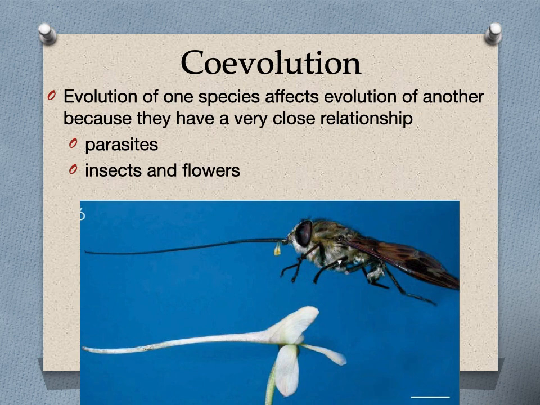Parasites are also other great examples. They are so intertwined with their hosts that if you take their host away, the parasite goes away. And we did the insects and flowers.